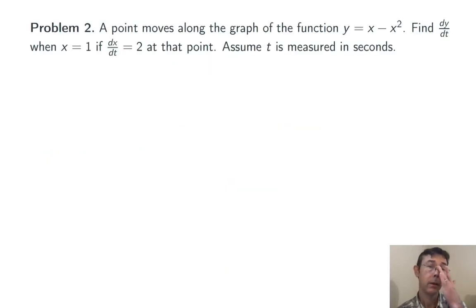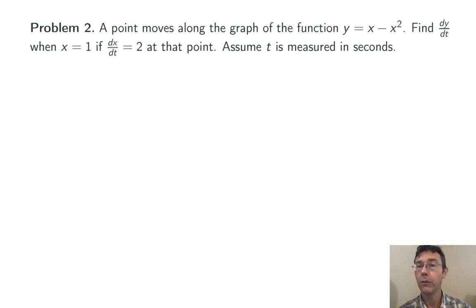Problem 2. A point moves along the graph of the function y equals x minus x squared. Find dy/dt when x equals 1 if dx/dt is 2 at that point. Assume t is measured in seconds.